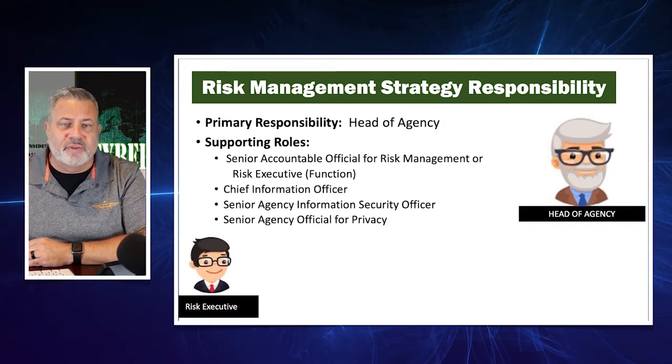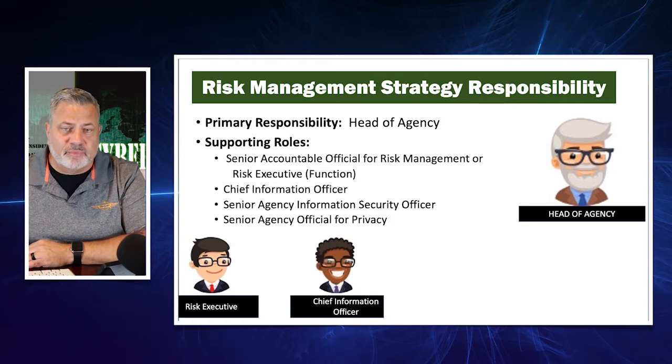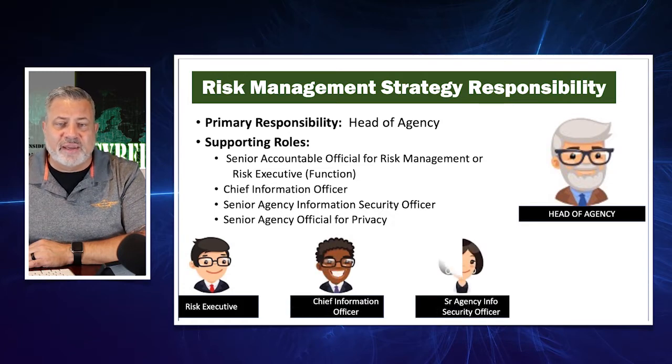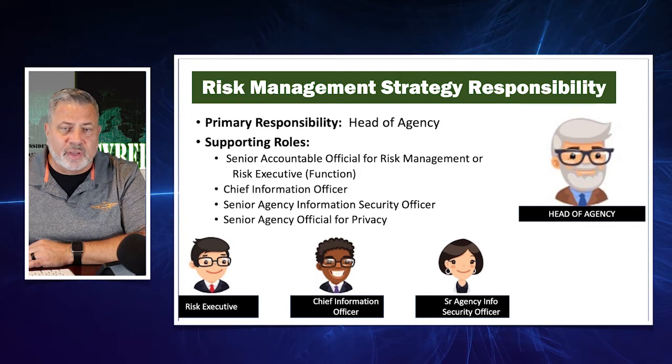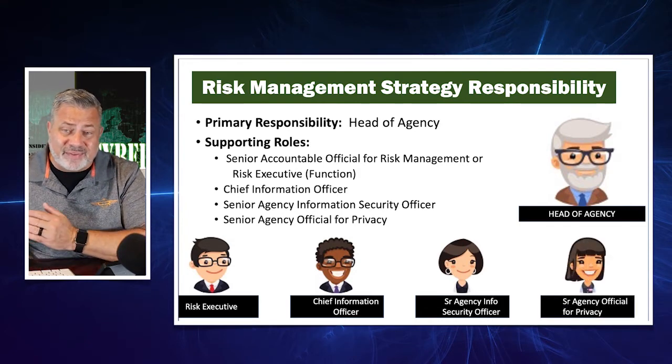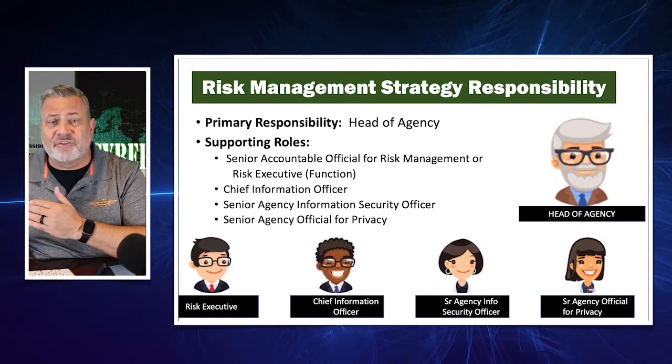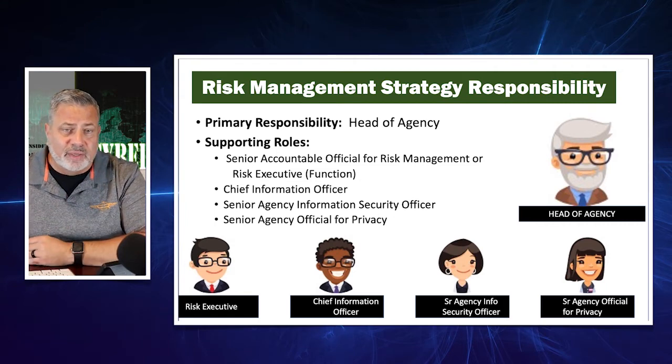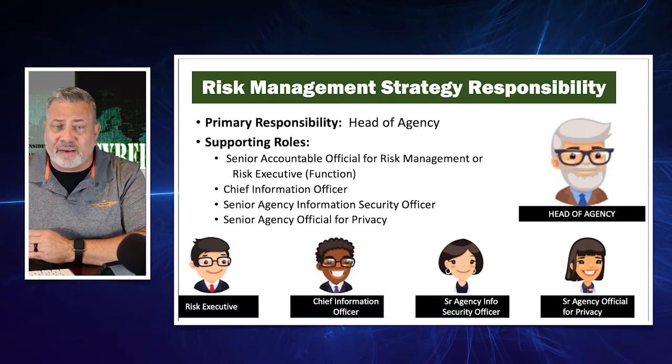Supporting roles include the senior accountable official for risk management or the risk executive function, the chief information officer, the senior agency information security officer, and the senior agency official for privacy. As you can see, this is a document that's created at the senior level. Again, this is done at Tier 1, not at Tier 3.